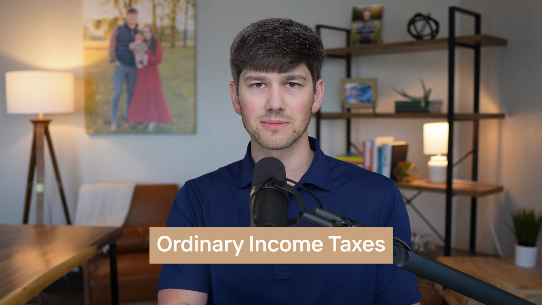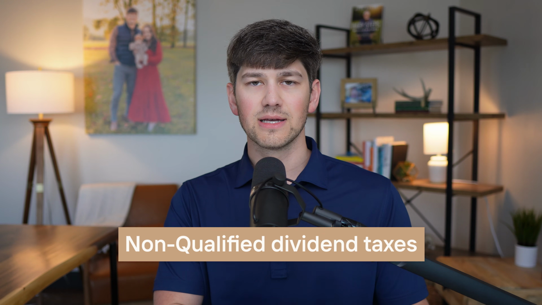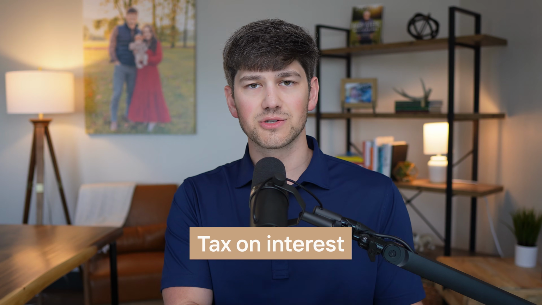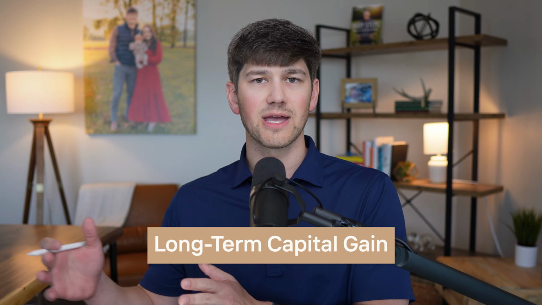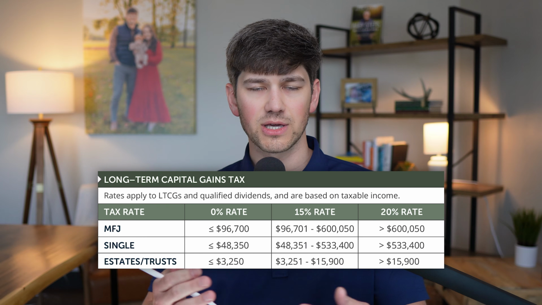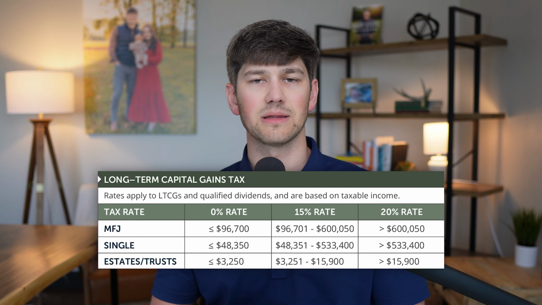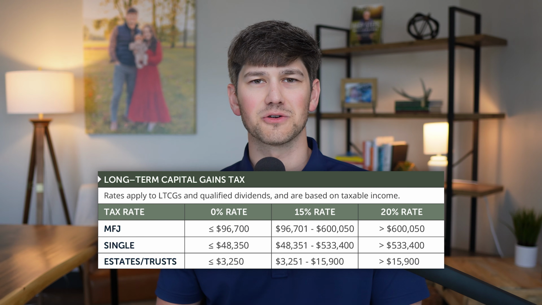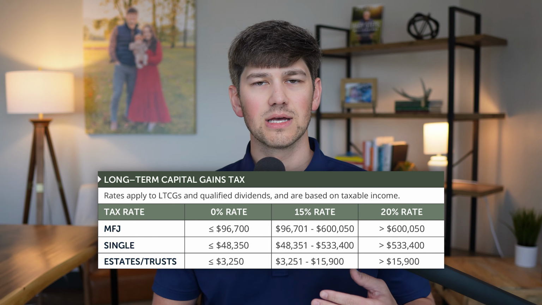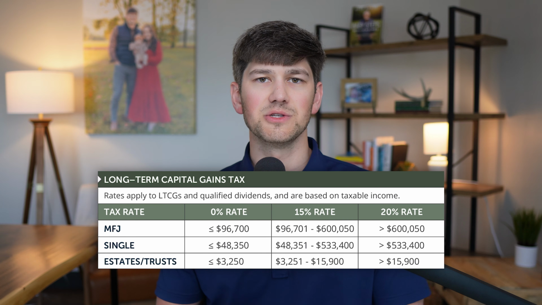Now, within that taxable account type, you've got different types of taxes you could pay. You could pay ordinary income taxes, non-qualified dividend taxes, or tax on interest, which is going to be at a normal income tax rate. Or you can have long-term capital gains or qualified dividends, which receive more favorable tax treatment. If you look here on screen, you can see what that might look like in the breakdown. Your long-term capital gain rate is either 0, 15, or 20%, and it depends on the overall income range of your taxable income.